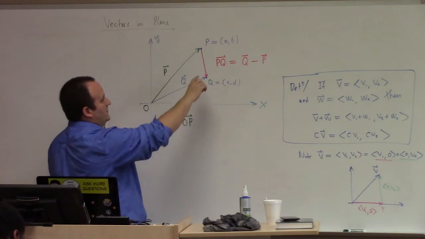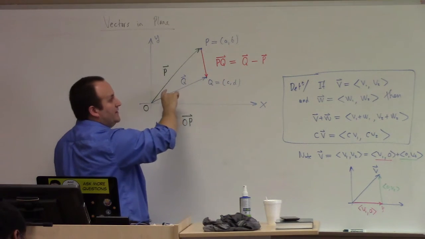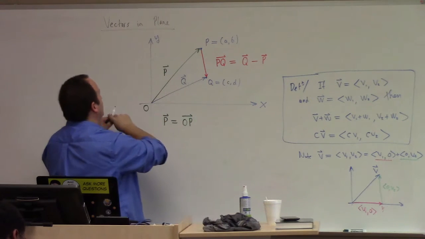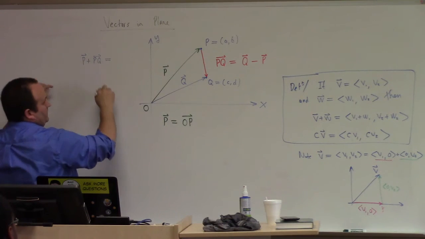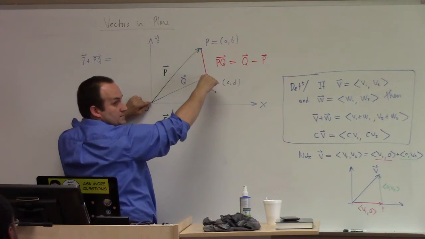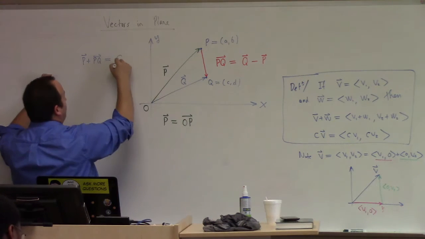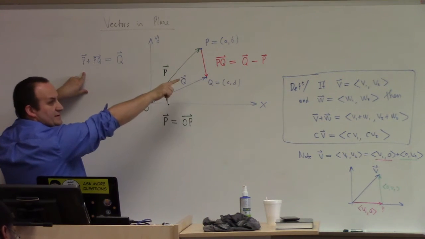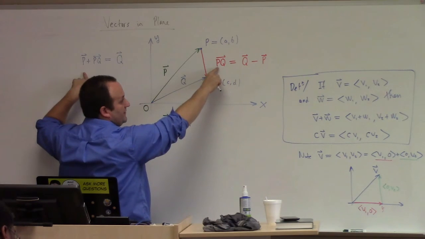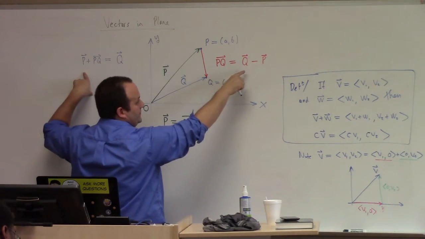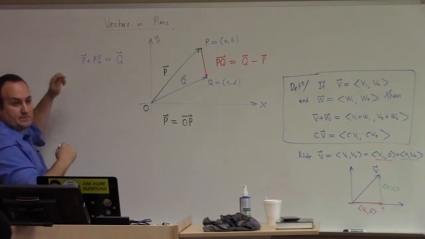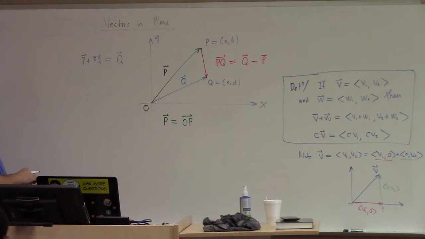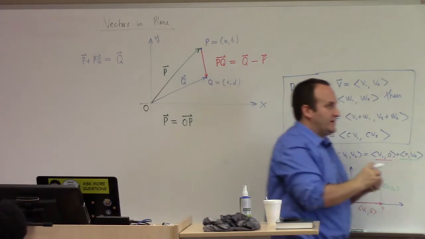So if you look at PQ, check it out. P plus PQ is the same as Q, right? So that's why this formula is legit. To find the directed line segment from one point to another, you simply take the difference of the points viewed as vectors, right?